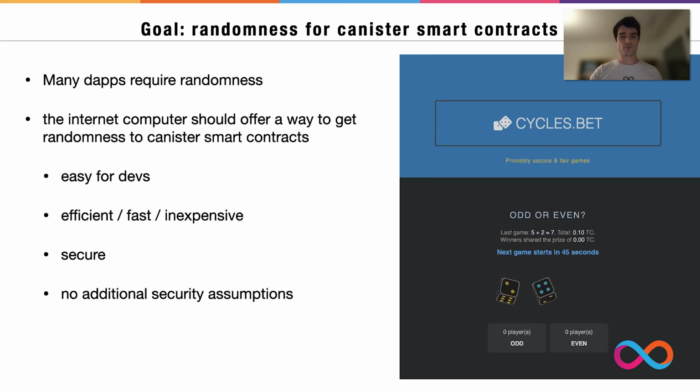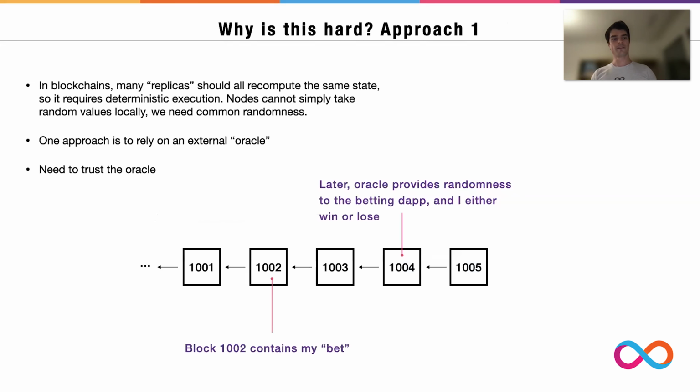And this is actually a pretty challenging problem. So I'll first show some examples to get a sense of why this is not so easy. In the blockchain space, the whole approach is that many nodes or many replicas together agree on a blockchain, which means that they agree on which messages to execute and what the resulting state is. So they should all compute the same thing and come to the same conclusion so that they agree.